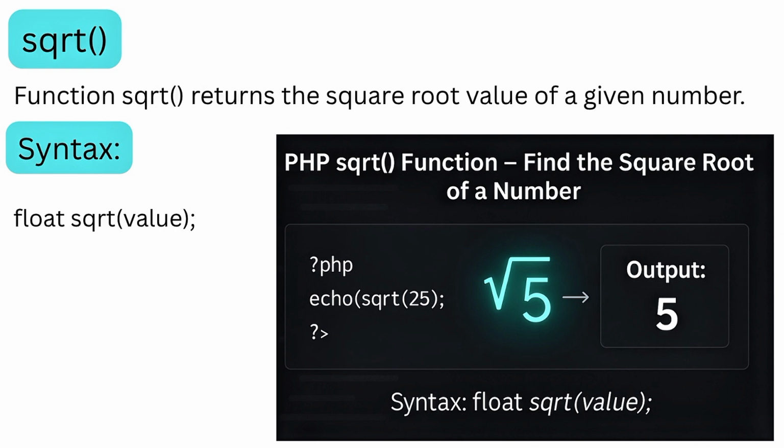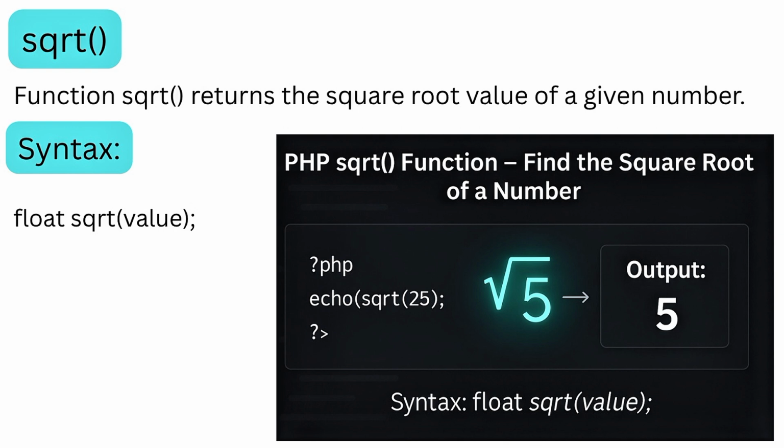The image also visually represents this process beautifully. It shows the mathematical square root symbol applied to 25, which results in the number 5. The output box on the right clearly shows this final value. This function is very useful in mathematical operations or scientific calculations where square roots are needed. For example, in geometry, physics formulas, or advanced data processing.